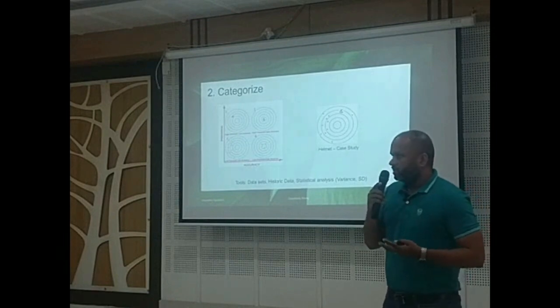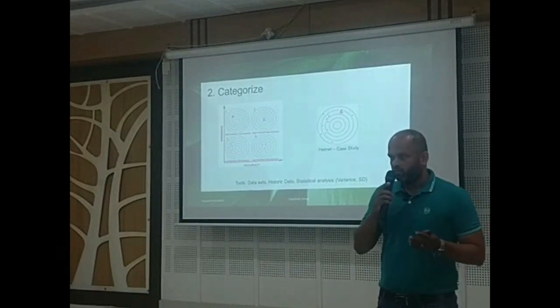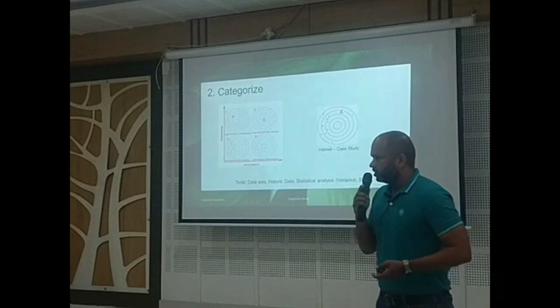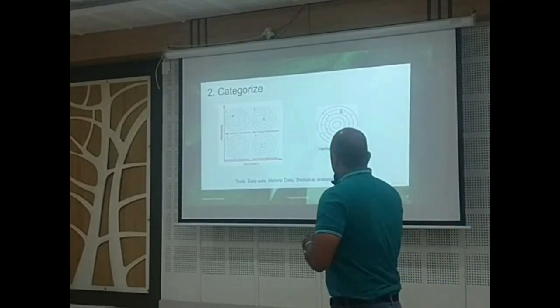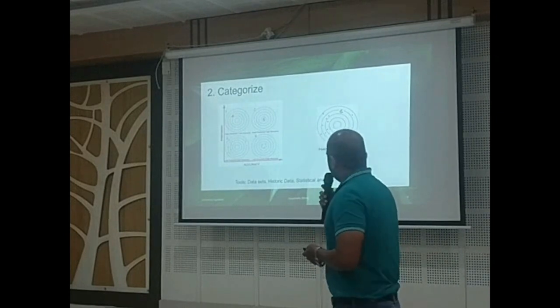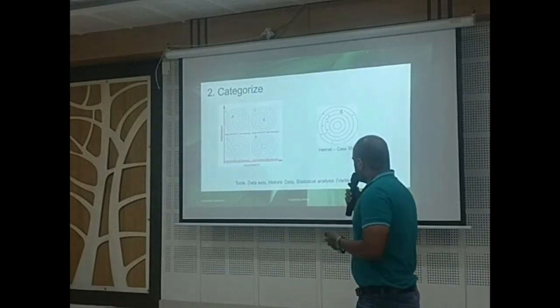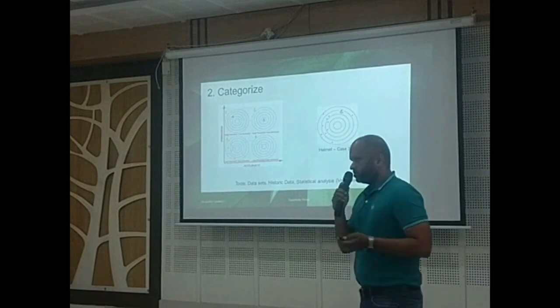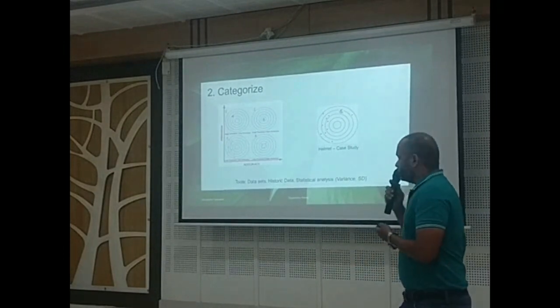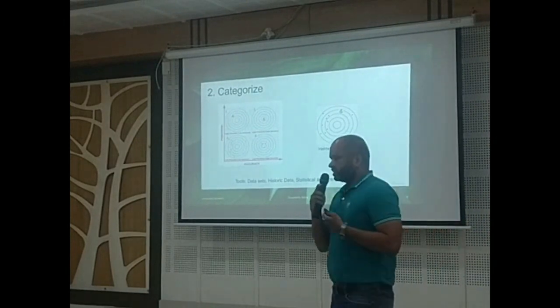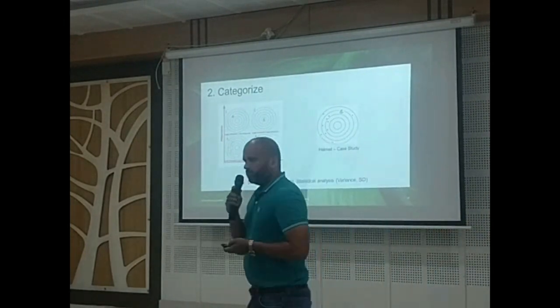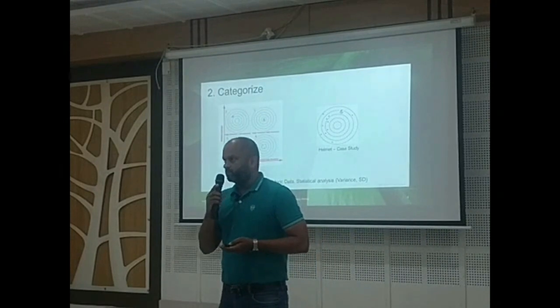Once you quantify the data, you see what the data is showing you. Is it an accuracy problem or a precision problem? And accordingly you proceed. That is the second point that needs to be taken care of. The different tools that we use: we collect historic data sets, we do statistical analysis, we run Six Sigma analysis or variance, and we plot it in a two-dimensional graph.